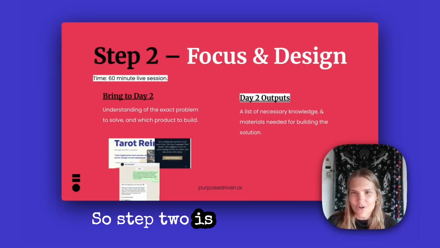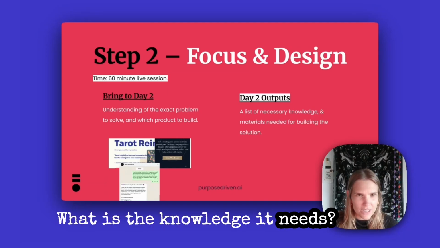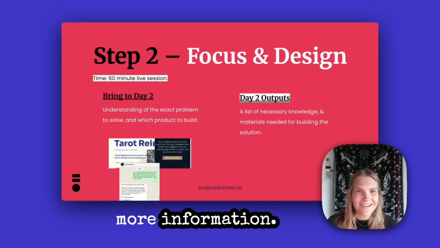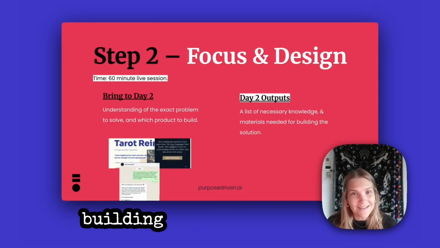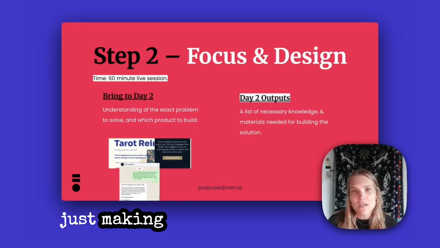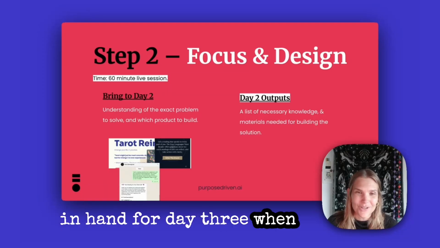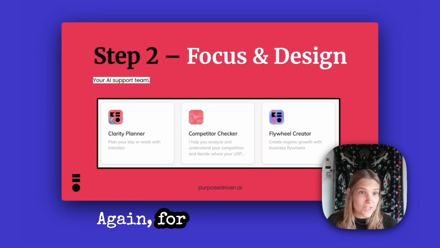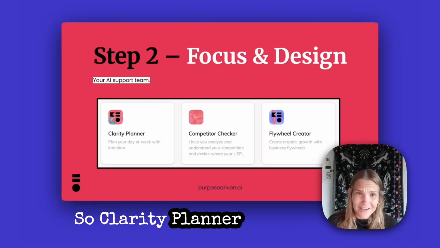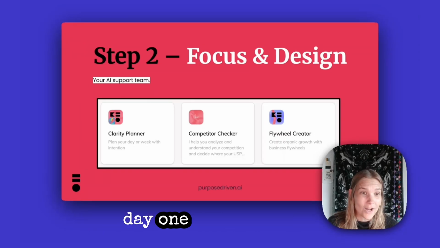So step 2 is all about figuring out, what does your AI need to know? What is the knowledge it needs? What are the elements it needs? Essentially gathering more information, both about the solution you're building and potentially your competitors, if that's relevant to your use case, and just making sure that you have everything you need ready and in hand for day 3 when you start building your solution. Again, for step 2, we have a suite of AI tools that will help you do this. So Clarity Planner is there to really just help you plan your days and your weeks. You can use that from day 1 forward.